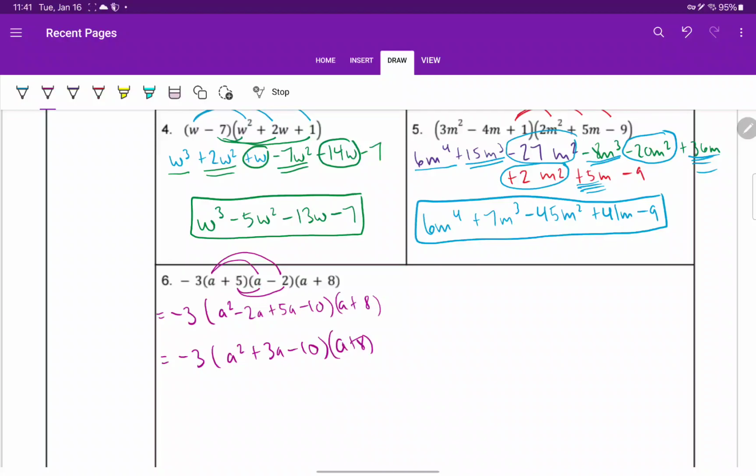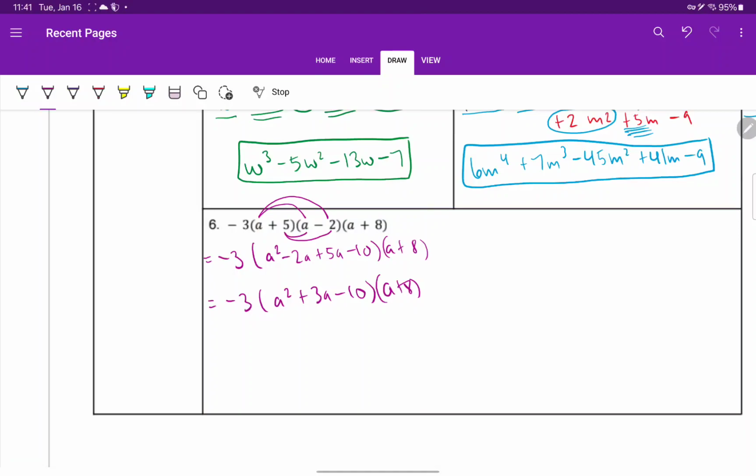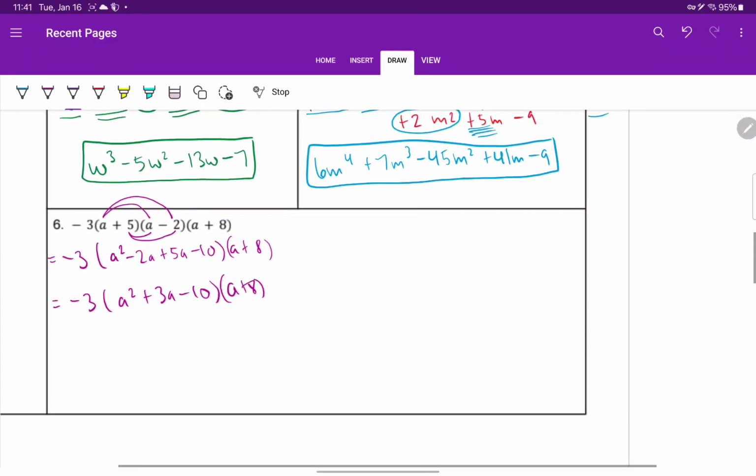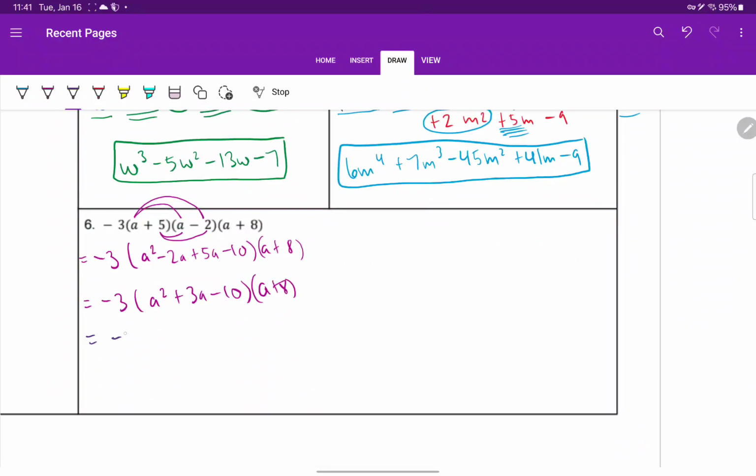All right, so at this point here, I kind of like to distribute the binomial. If you distribute the trinomial, you just do it 3 times and the binomial twice. So watch what I'm going to do here. I'm just going to rewrite it. Negative 3, a plus 8, a squared plus 3a minus 10. Now that step is unnecessary, but I just rewrote it. So when I distribute it, I'm going to distribute twice, like the a and the 8, as opposed to 3 terms.